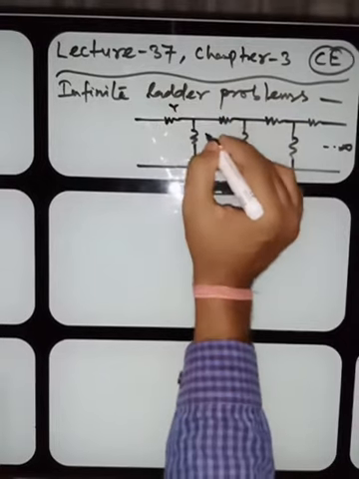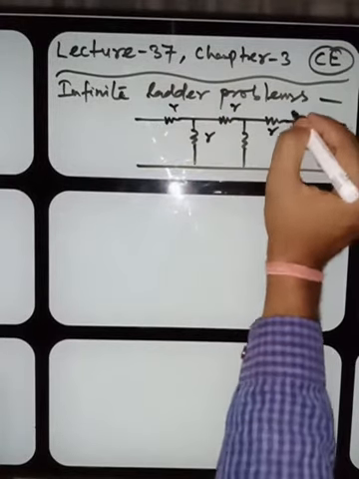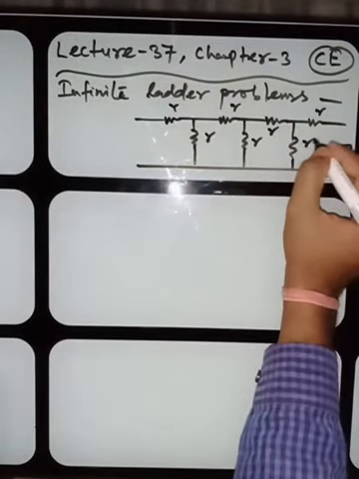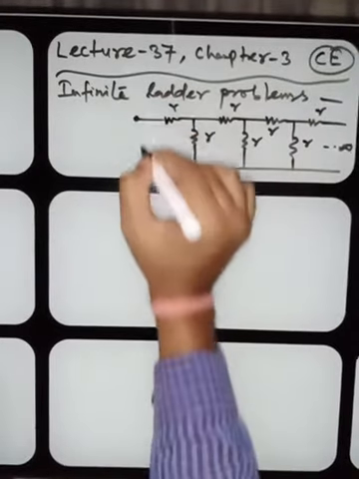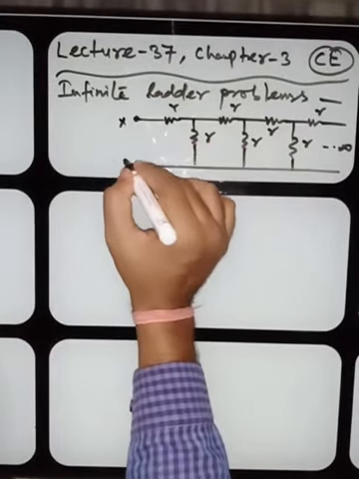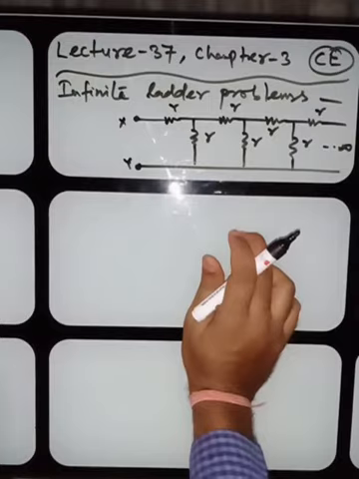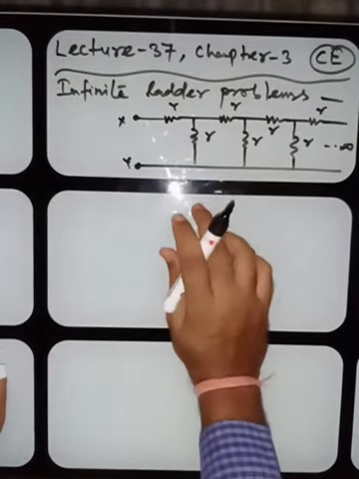The resistor is R. All the resistors are R. You have to find the equivalent resistance if the battery is connected between X and Y. You have to find the equivalent resistance between X and Y. What will be the answer?